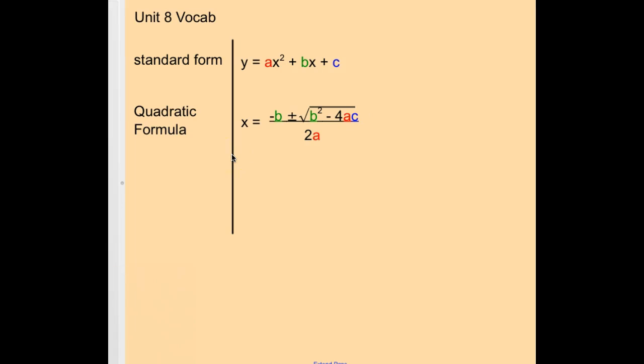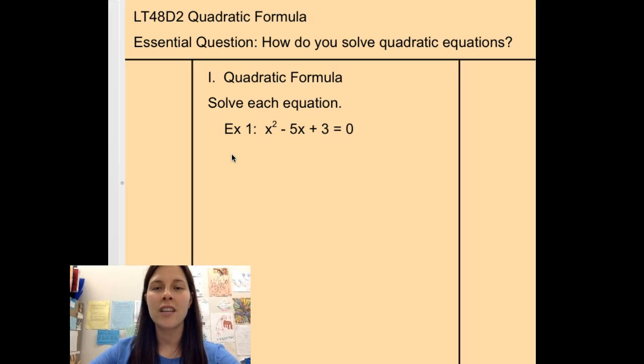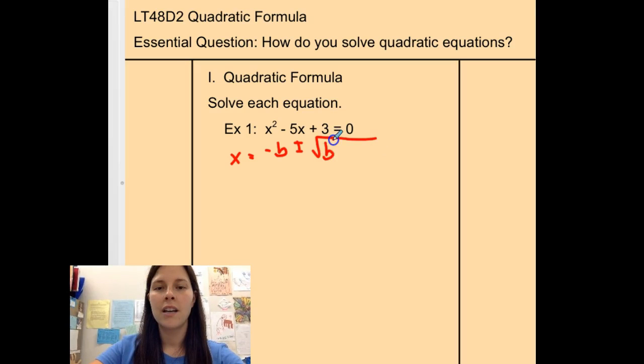And as you can see, I have the formula color-coded for you, so you can easily see where each piece of information goes. And just like yesterday, our essential question is, how do you solve a quadratic equation? Starting off, our first equation, if we were going to try and factor this, we would have to think about numbers that multiply to 3 and add to -5. There are no numbers that do that, so to solve the equation, we have x equals opposite of b plus or minus the square root of b squared minus 4ac all over 2a.